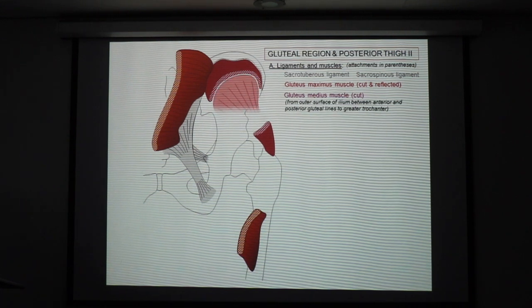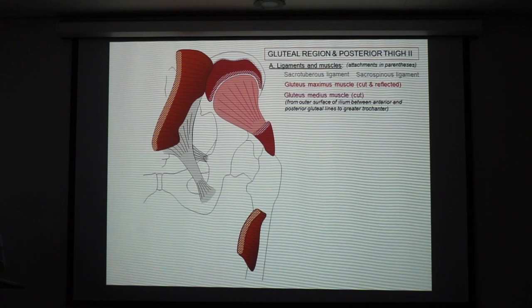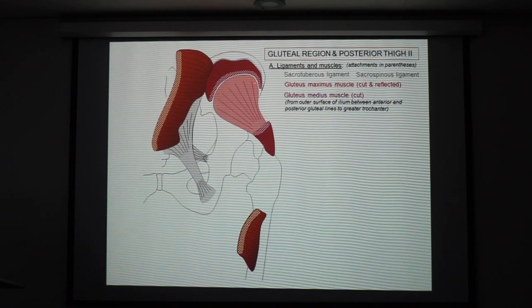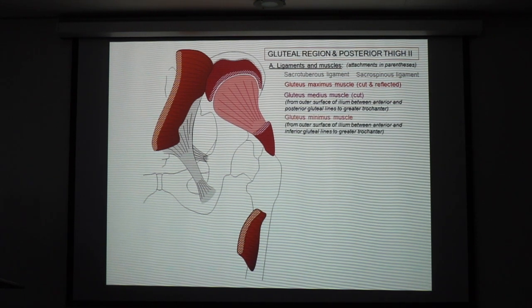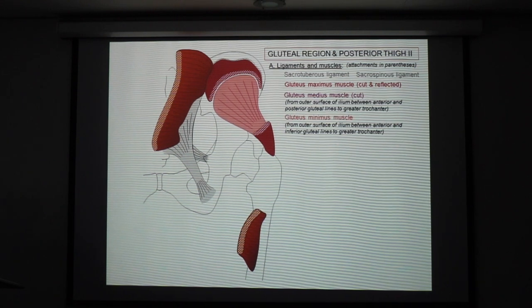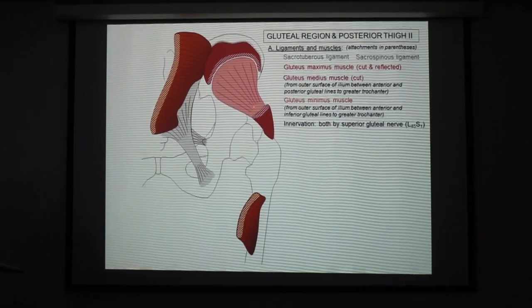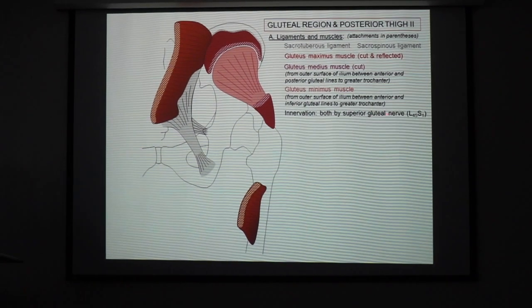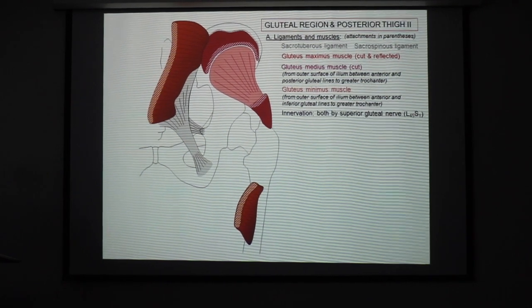Then you have the gluteus minimus, which is completely covered by gluteus maximus. You cannot see it without removing the gluteus maximus. It arises from between the anterior and the inferior gluteal line, and it is inserted to the anterior part of the greater trochanter, and it is supplied by the superior gluteal nerve. Both gluteus medius and minimus are abductors of the hip.